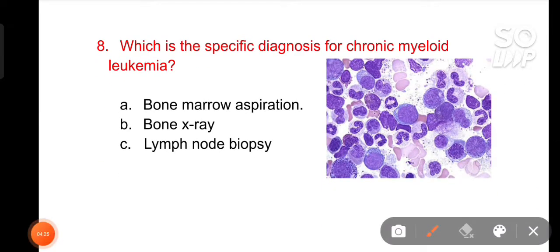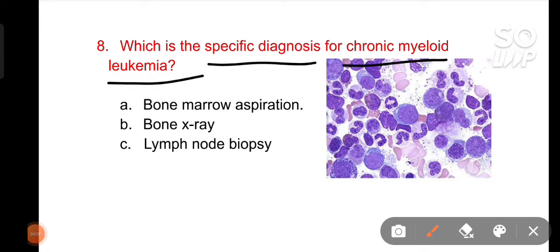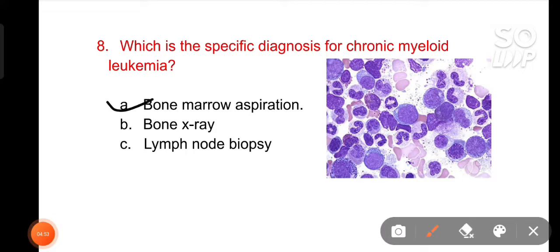The next question is, which is the specific diagnosis for chronic myeloid leukemia? When the patient has myeloid leukemia, what is the specific diagnosis for chronic myeloid leukemia? The options are option A, bone marrow aspiration, option B, bone x-ray, option C, lymph node biopsy. The right answer is option A, bone marrow aspiration. When we aspirate the bone marrow, we can identify the perfect diagnosis of chronic myeloid leukemia.